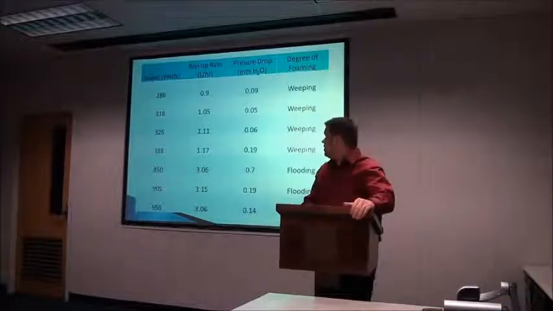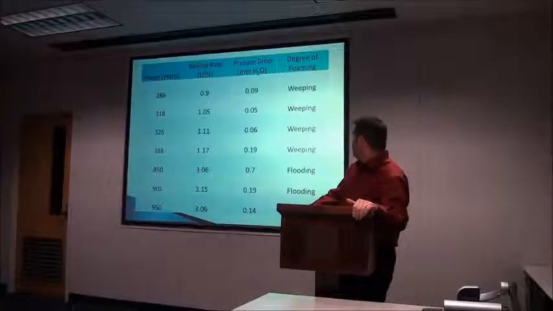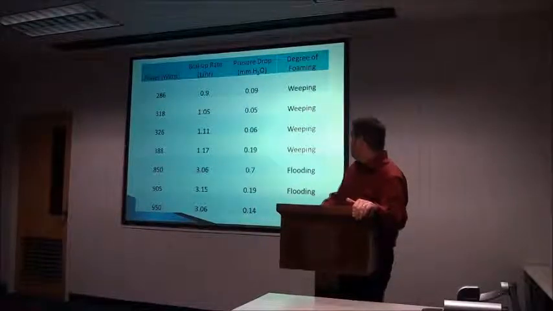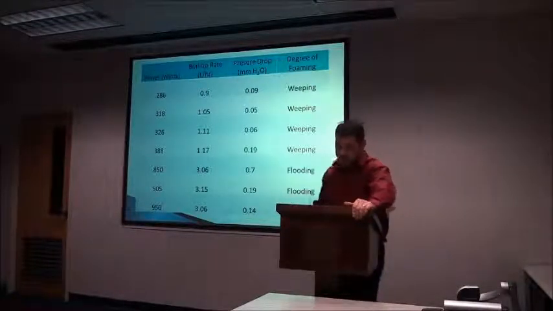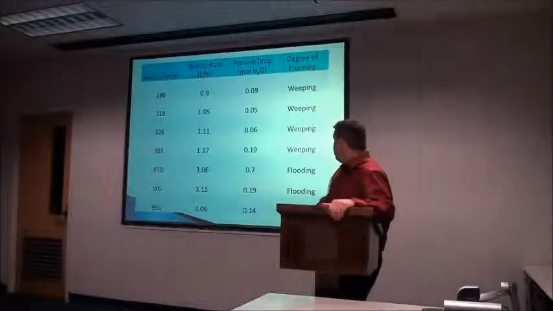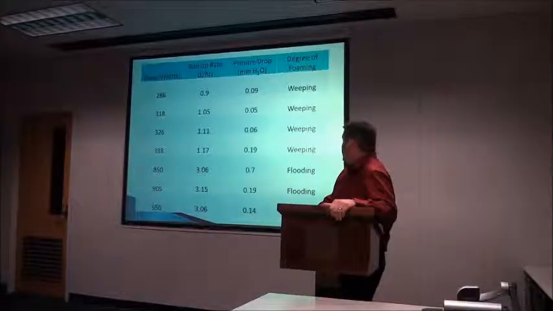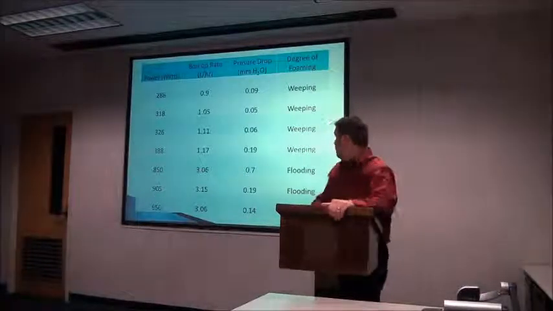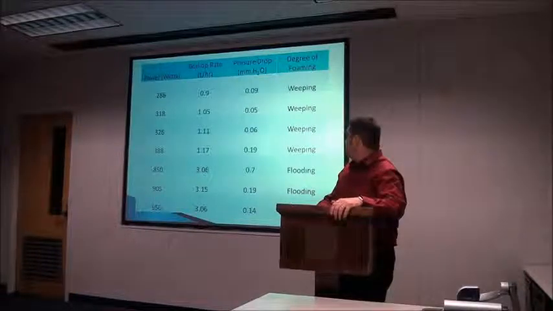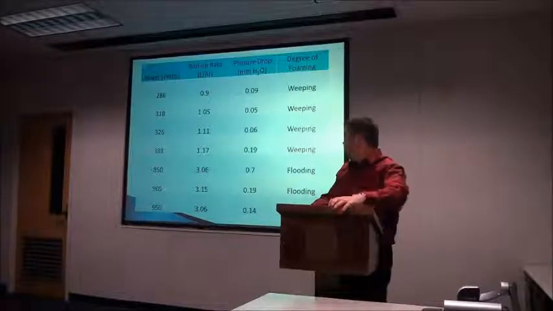This table basically just, it's not all the data, it just shows the weeping and the flooding, where the weeping started or ended, and then the flooding, where the flooding started, at what power and the boil up rates. There's a large discrepancy. At 850 watts and 950 watts, we have very different pressure drops, one at 0.7 and one at 0.14. I'm really not exactly sure what could cause that. Besides, unless we ran another experiment, there really isn't a way to determine what's happening in there.